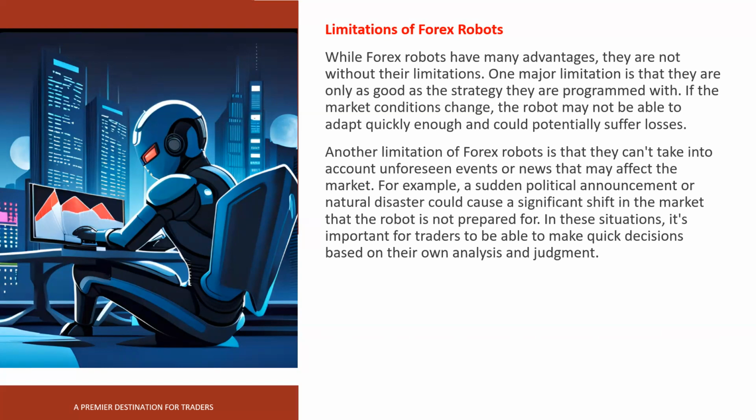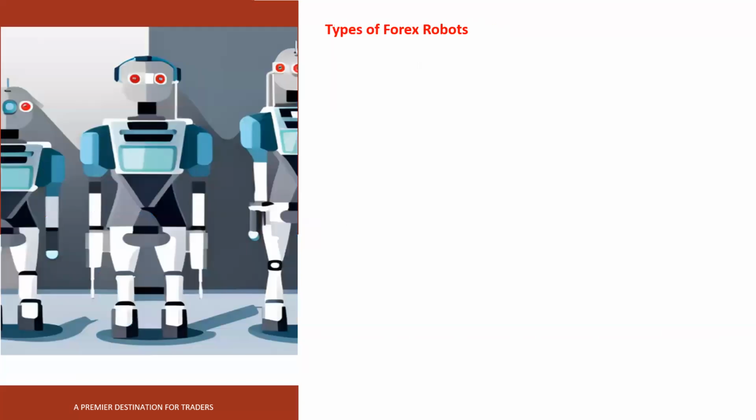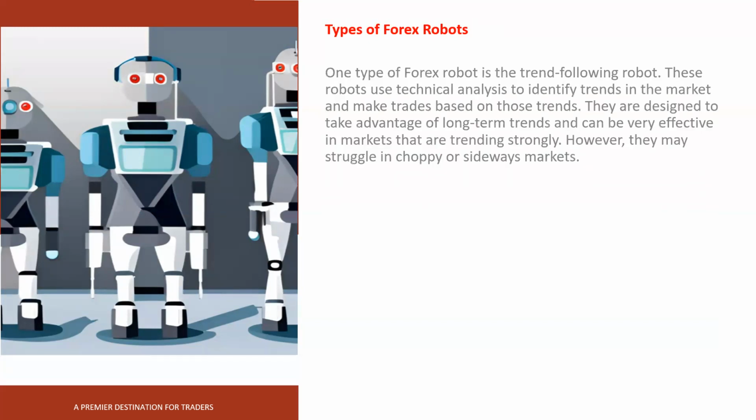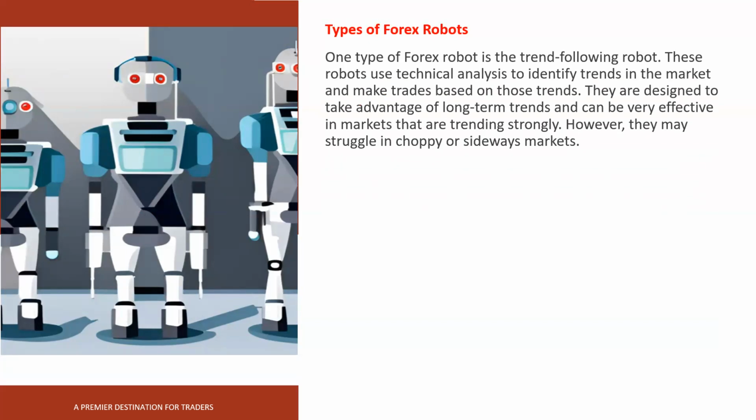This is why it's important for traders to be able to make quick decisions based on their own analysis and judgment, and decide to maybe turn on, pause or turn off the EA for the meantime and allow conditions to get back to normal. Okay. So what are the types of Forex robots? There are quite a few, like 2, 3. The market is either trending or ranging. So one type of Forex robot is the trend following bots.